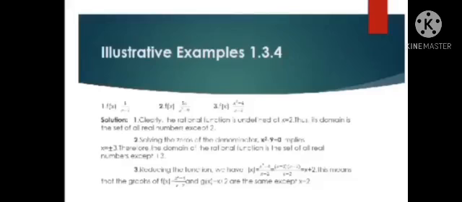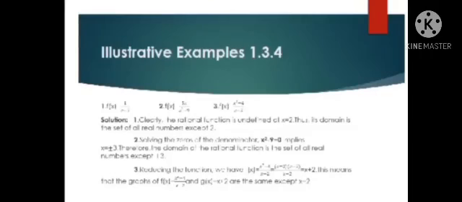Number 1. Clearly, the rational function is undefined at x equals 2. Thus, its domain is the set of all real numbers except 2. Number 2. Solving for the zeros of the denominator, x squared minus 9 equals 0 implies x equals plus or minus 3. Therefore, the domain of the rational function is the set of all real numbers except 3 and negative 3.